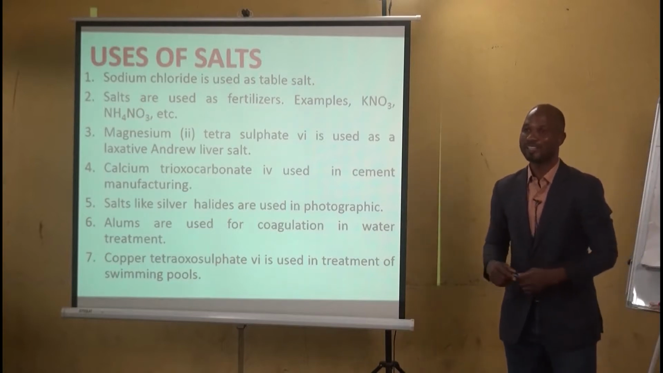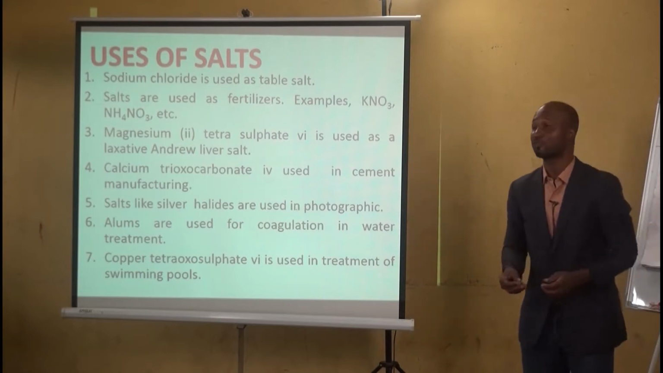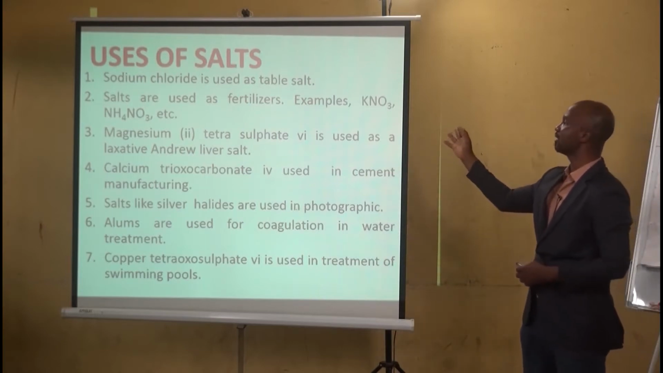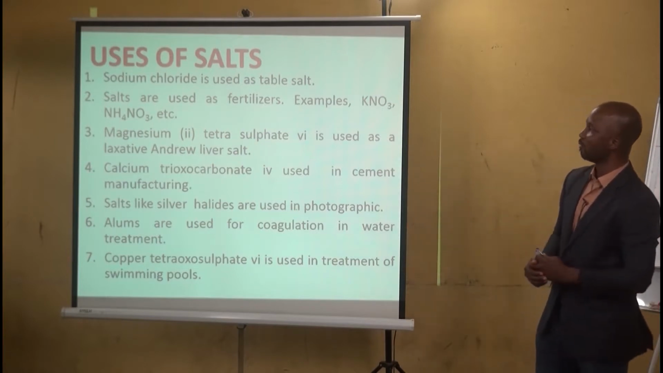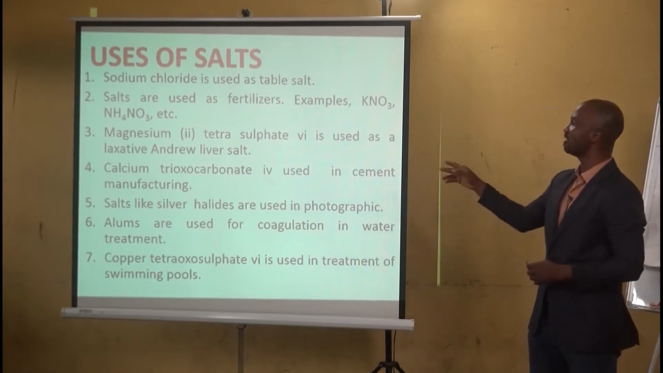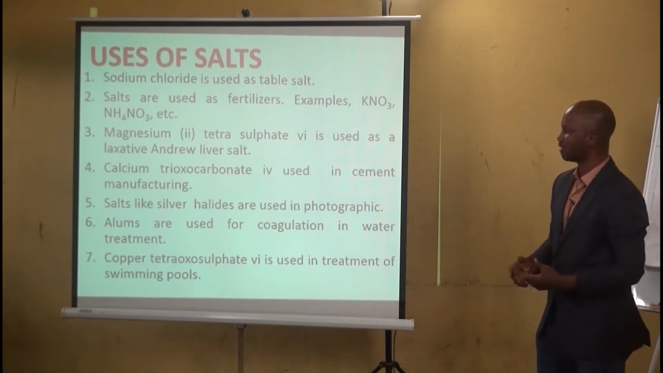But apart from cooking, there are so many other uses of salt. You can see that sodium chloride is used as table salt. Salts are used in fertilizers. Examples are potassium trioxonitrate(V) and ammonium trioxonitrate(V). Then magnesium tetraoxosulfate(VI) is used as a laxative and liver salt.